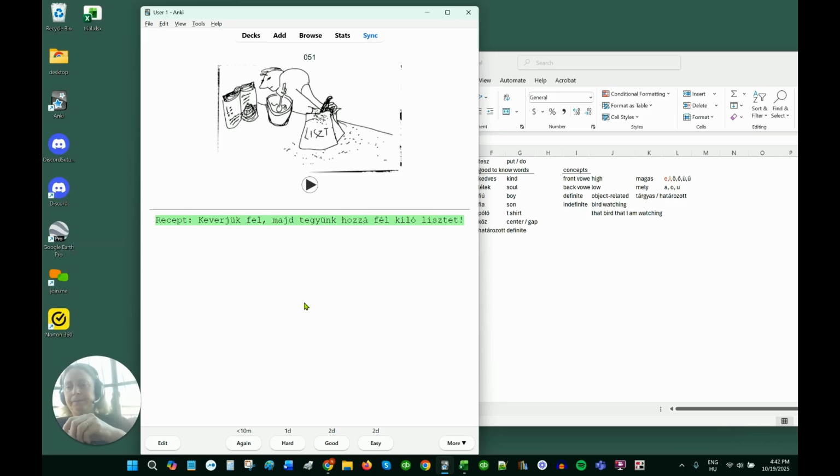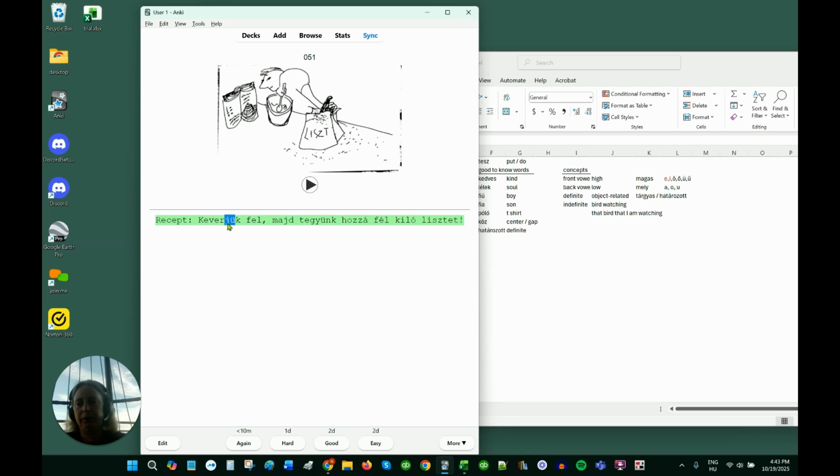So here we have the meaning in English: stir it up, or the recipe says stir it up, then put into it half a kilo of flour. So that's the flour list. And here I want to show you something. We're going to continue on what we were discussing about definite and indefinite.